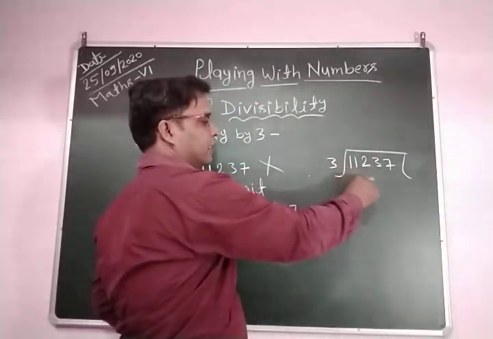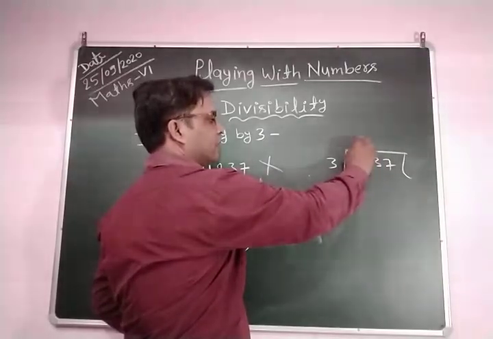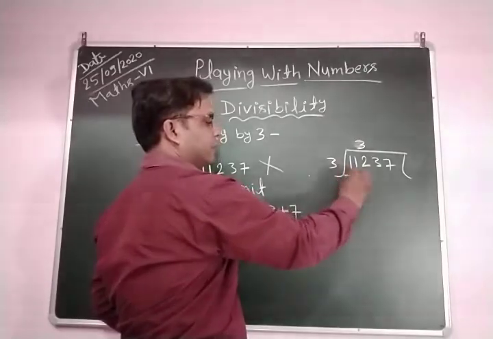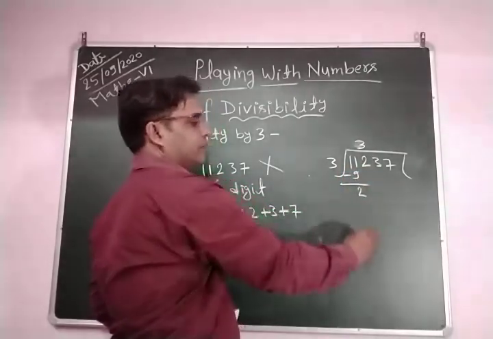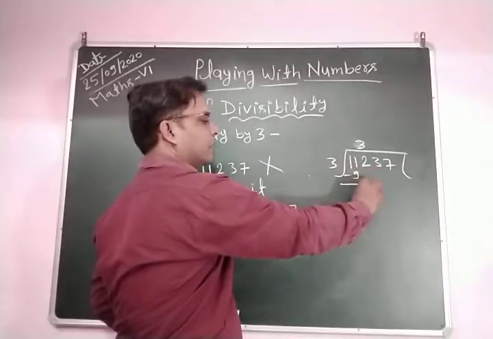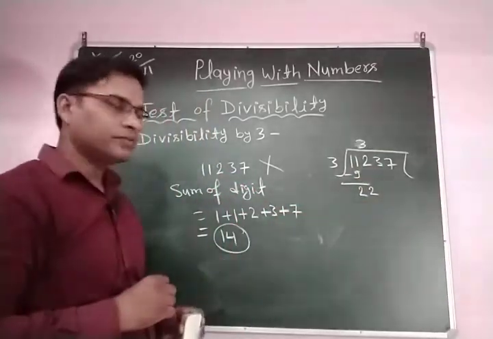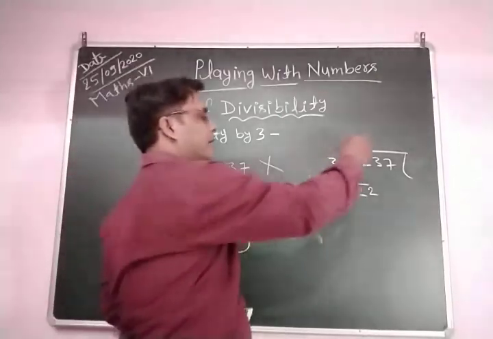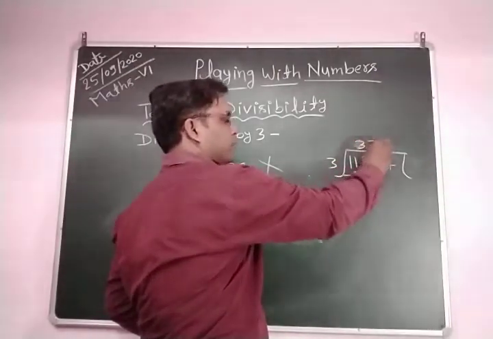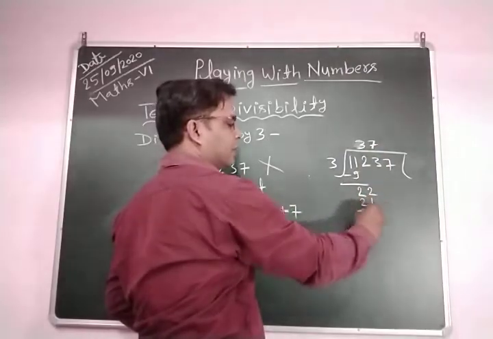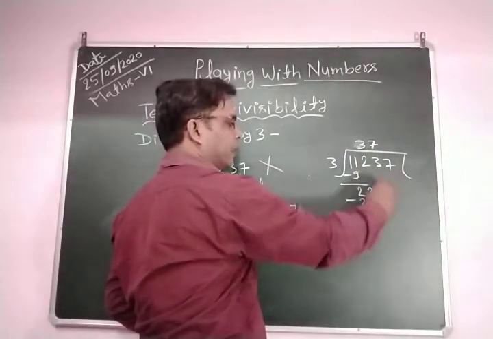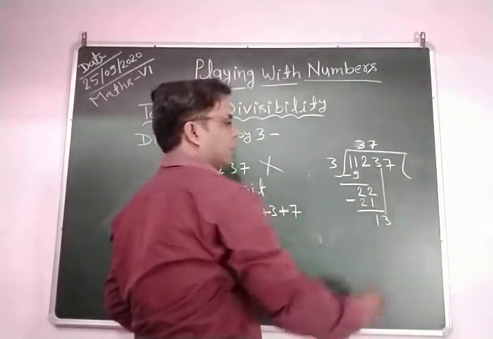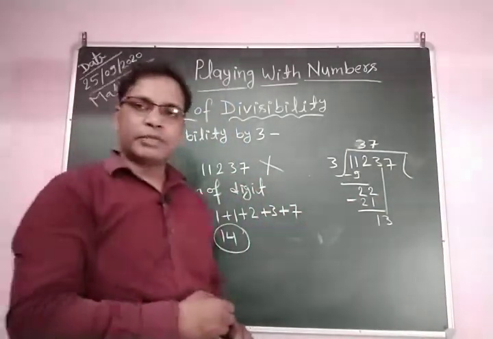First we take 11. How many times does 3 go in? 3 times, because 3 threes are 9. Subtract them, you obtain 2, and bring down this 2, and this becomes 22. Again, 3 sevens are 21, so we write 7 in the quotient and 21 below, and subtract them. We obtain 1 and bring down this 3, so this becomes 13.